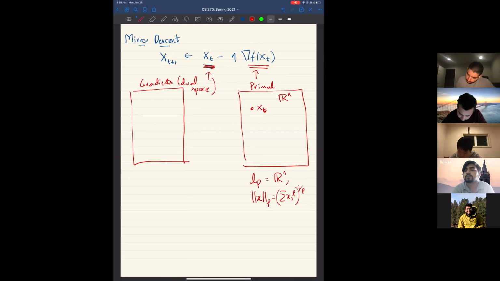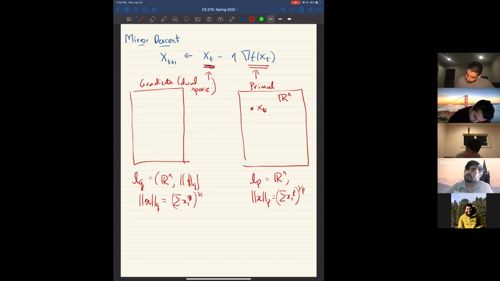Okay, and if you have your vectors x living in Lp space, the gradients naturally live in Lq space, which is basically R to the n, where the norm is the q norm, such that 1 over q plus 1 over p is 1. It's the dual space.